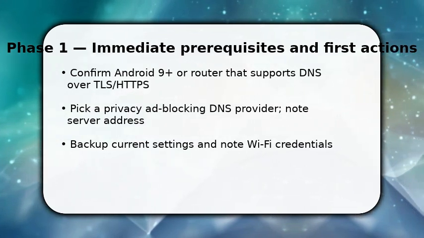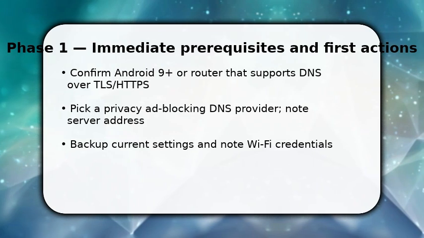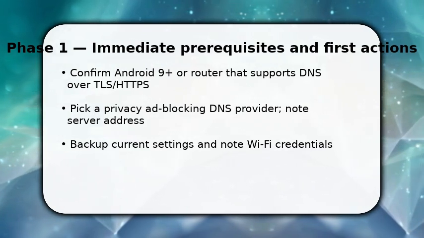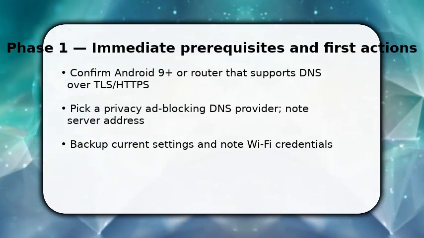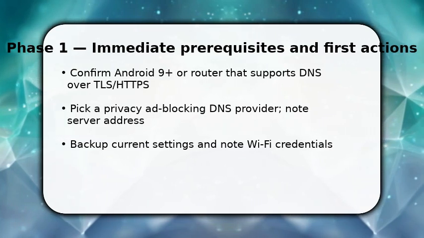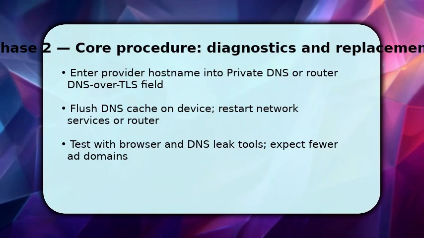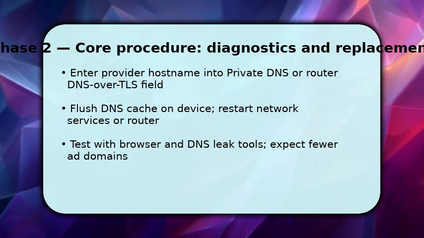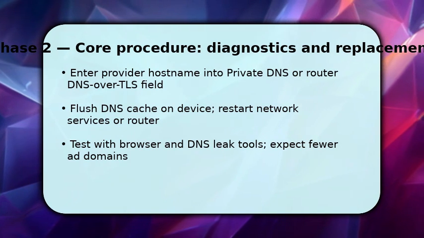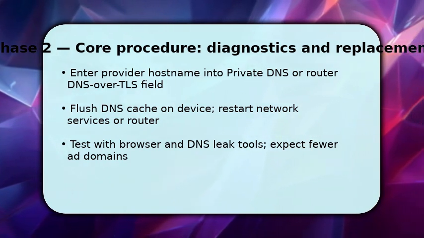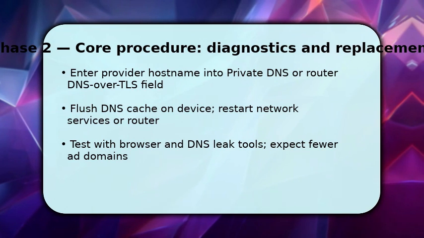Now open Settings and go directly to Network or Private DNS. Don't wander through unrelated menus. Follow the next slide to configure and test the change. You'll input the provider hostname and enable Private DNS or DNS over TLS on the router. Accuracy matters because a mistyped name breaks resolution.